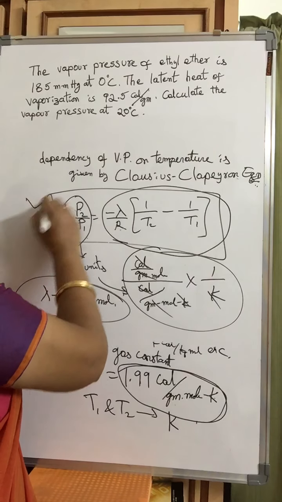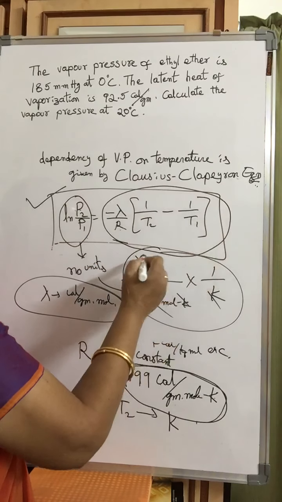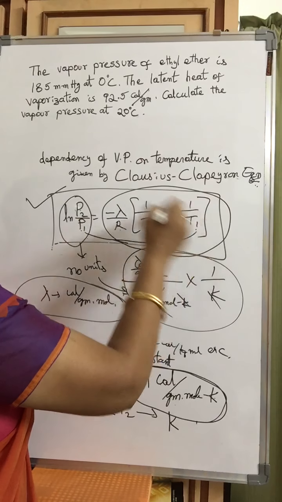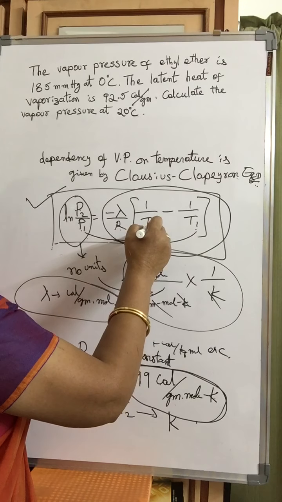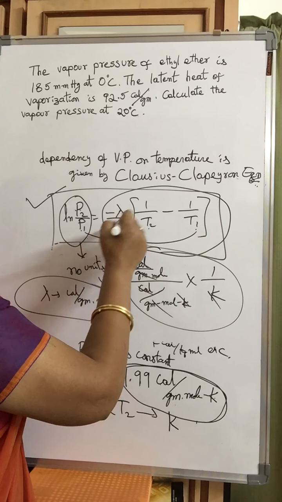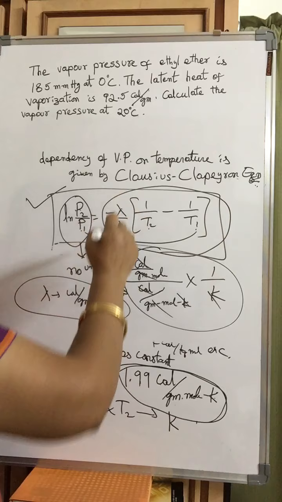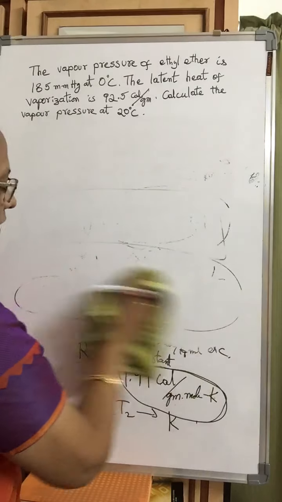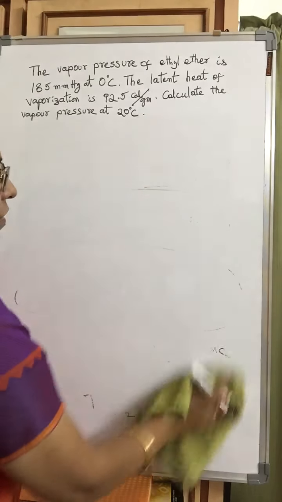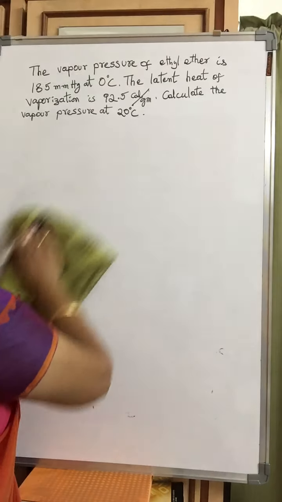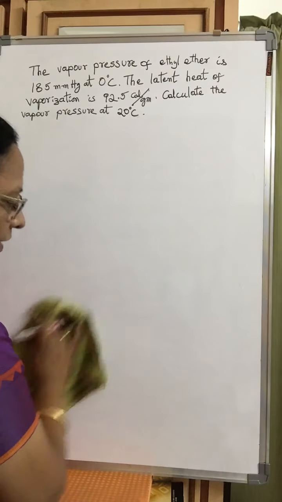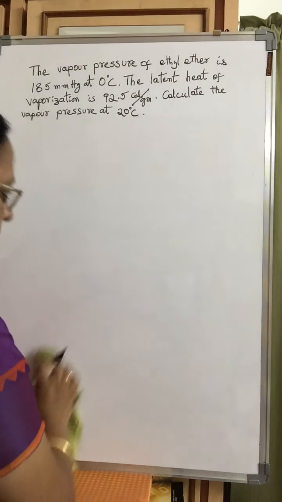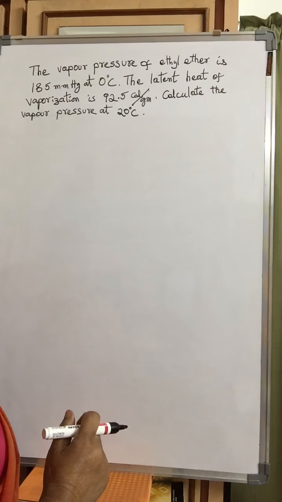So this is the Clausius Clapeyron equation. Using this equation, if you know one set of conditions, P1 at T1, P2 at T2 can be calculated. R value we know, lambda will be supplied as data. So the application of the Clausius Clapeyron equation: if you know vapor pressure at one temperature, you can calculate vapor pressure at another temperature.